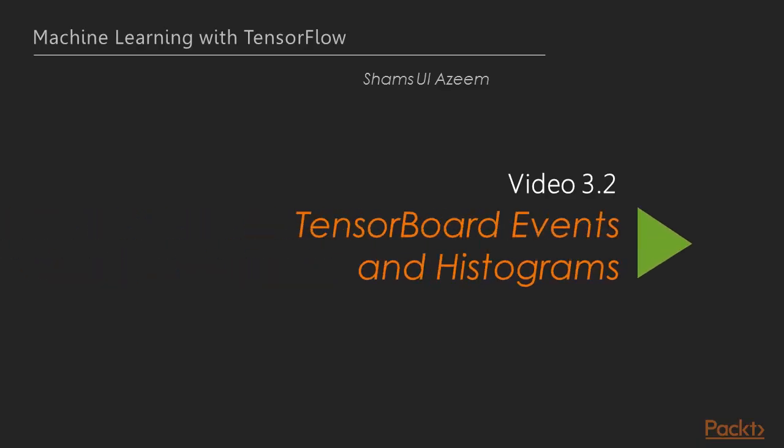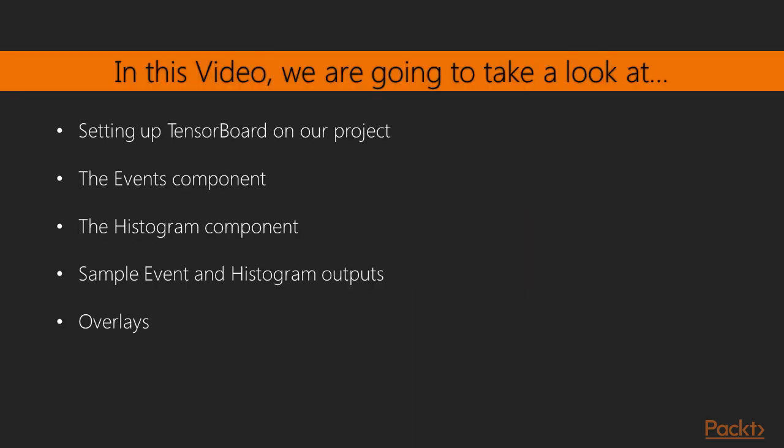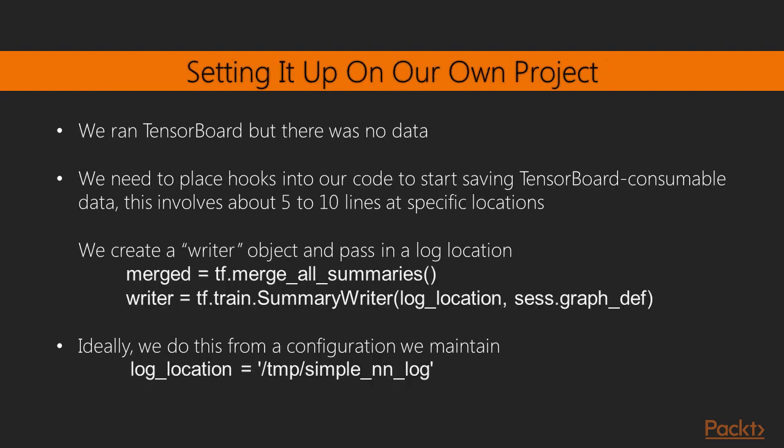Let's dive into the events and histogram portion of TensorBoard. In this video, we'll see what event data is, what histogram data is, and how they are represented in the TensorBoard toolset by looking at some samples. We'll also look at some of the basic code which is required to set up TensorBoard. After you've told TensorBoard what data it needs to record, we'll talk about it in a while.